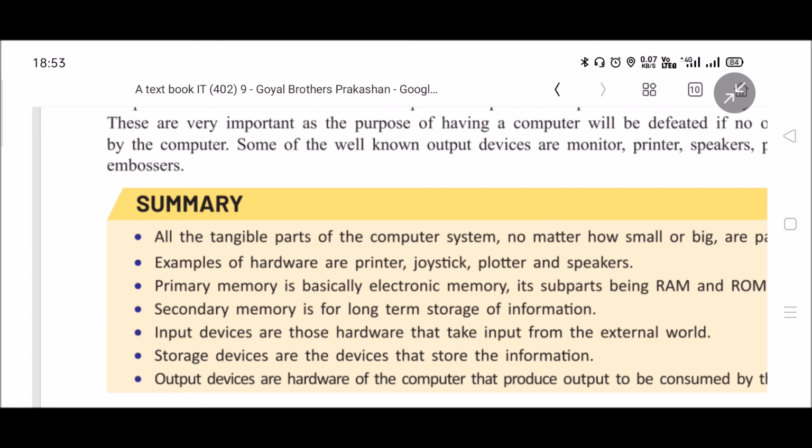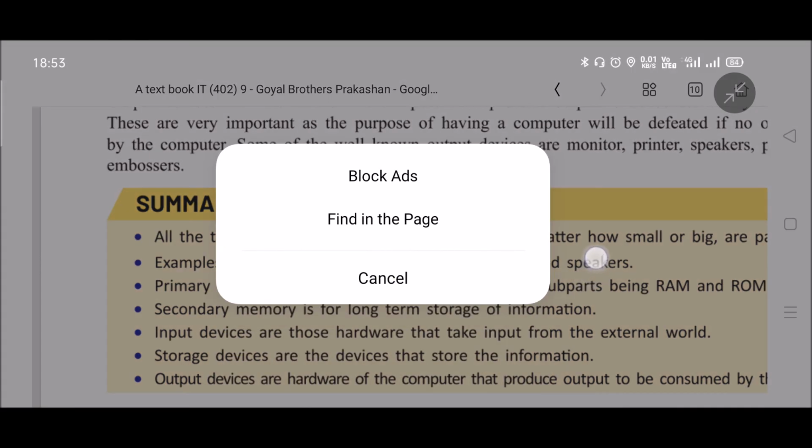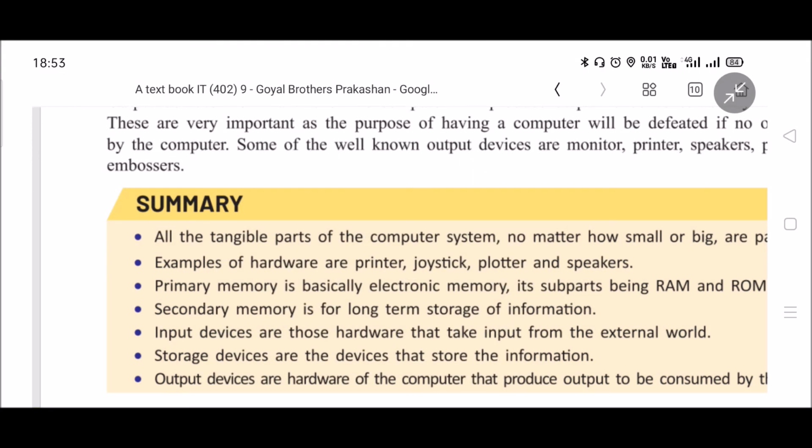Input devices are those hardware that take input from the external world, or we can say those devices that are used to feed something into the computer are called input devices. Storage devices are used to store the data for a longer duration. Output devices are the hardware of the computer that produce output to be consumed by the external world.